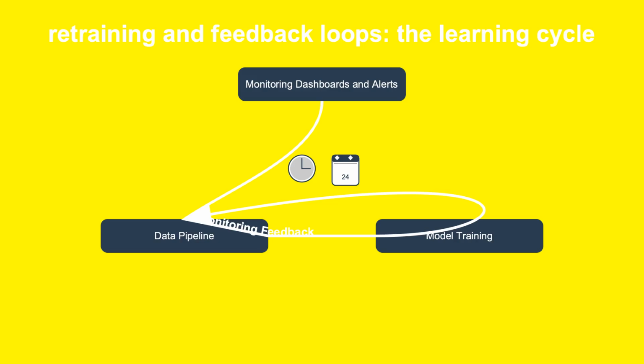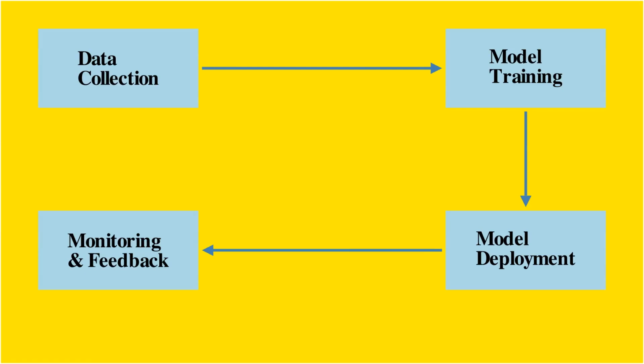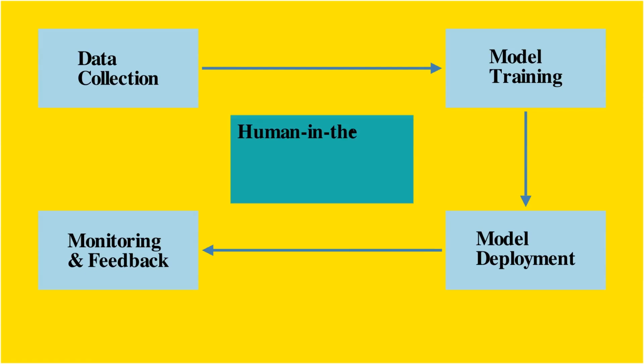Automated retraining, triggered by data drift, concept drift, or on a schedule. Human in the loop, for tasks like labeling new data or verifying predictions, common in fraud detection or content moderation. This feedback loop closes the learning cycle.